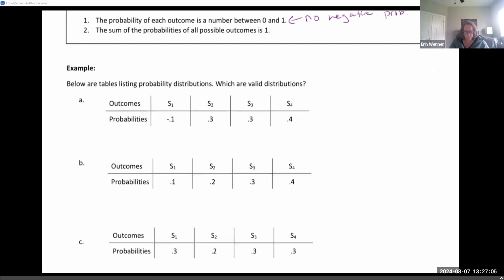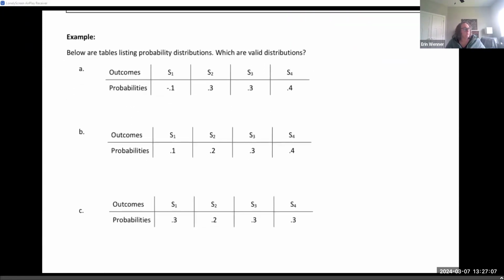If we look at these tables here, we have table A, B, and C. I want you to tell me which of those you think are valid distributions. Again, all the probabilities have to be between 0 and 1. The sum of all the probabilities has to equal 1. And anything outside of that makes it not valid.